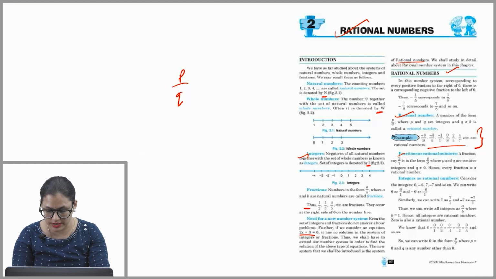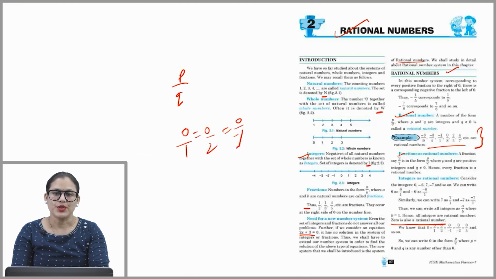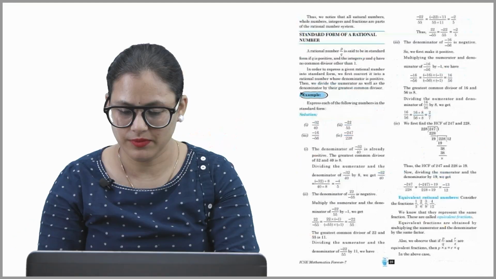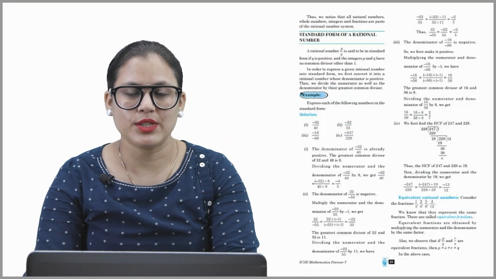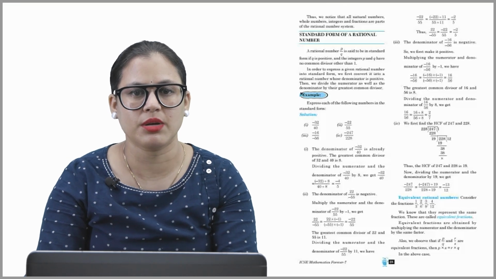0 is also a rational number. Remember that we know that 0 is equal to 0 by 1, is equal to 0 by 2, or you can write 0 by 1 by 2. So we can write 0 in the form p by q, where p is equal to 0 and q is any number other than 0, right? Thus, we notice that all natural numbers, whole numbers, integers and fractions are part of the rational number system.